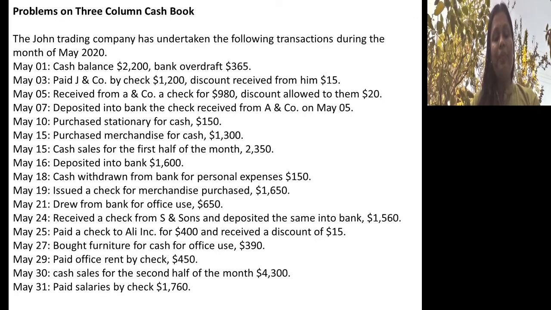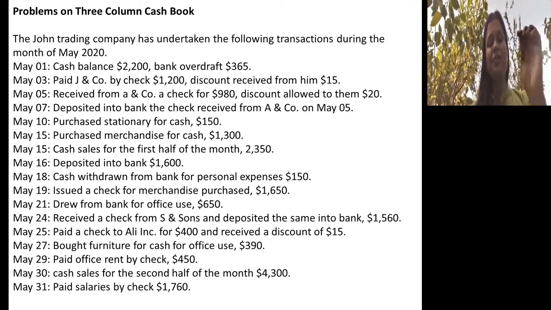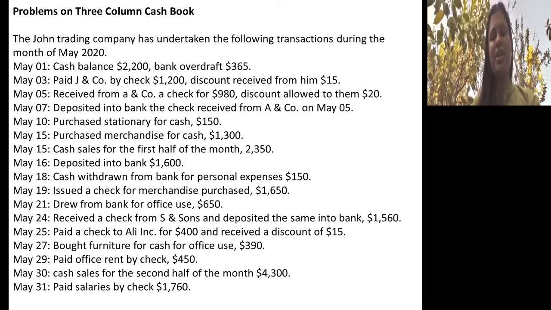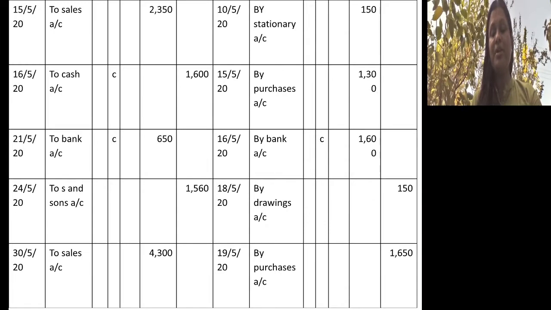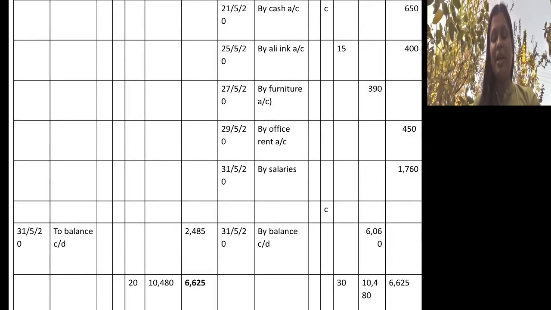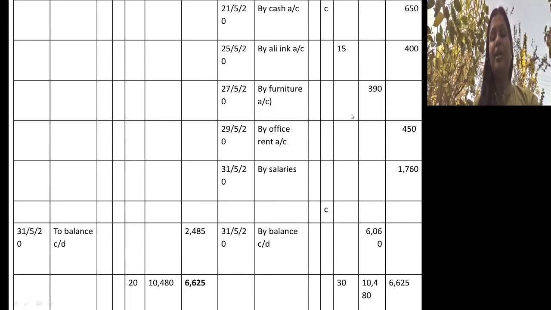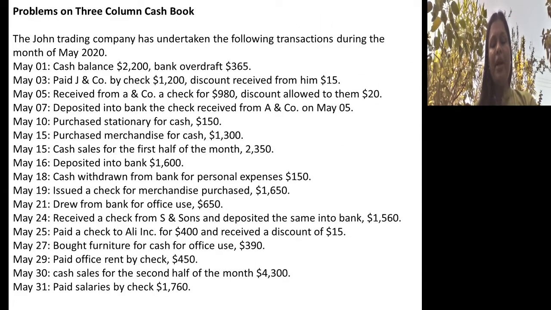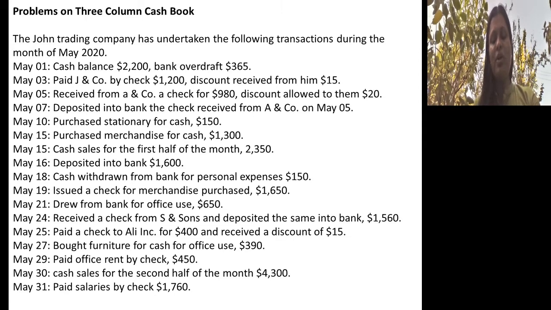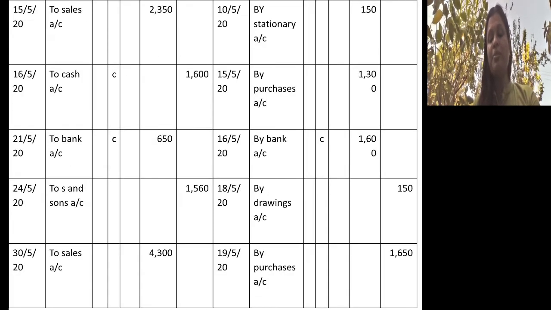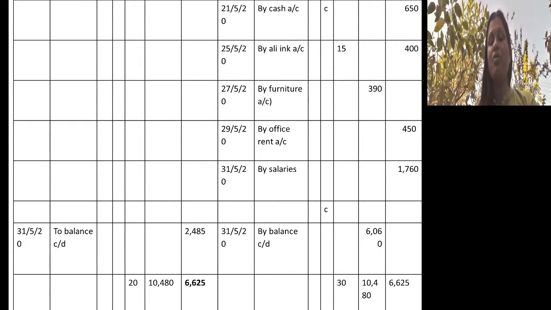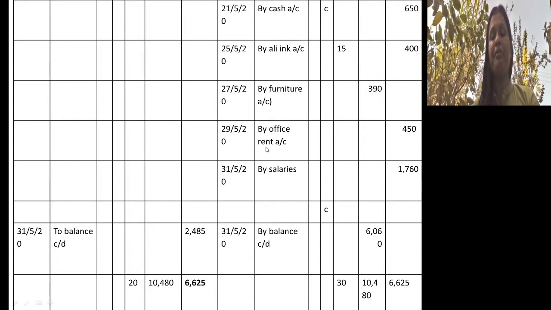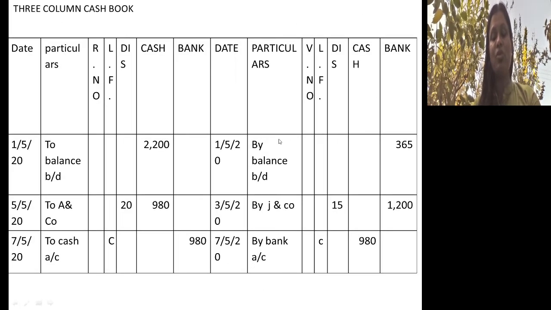So next one, bought furniture for cash for office use. When we purchase an asset for office use, the journal entry is furniture account debtor to cash. Cash account should be credited. So on the credit side, by furniture in the cash column, I recorded 319. So next one, paid office rent by check. When office rent was paid by check, the journal entry is office rent account debtor to bank account. See, on the credit side of the bank column, I recorded 450. Reference is given to office rent in the particular column.